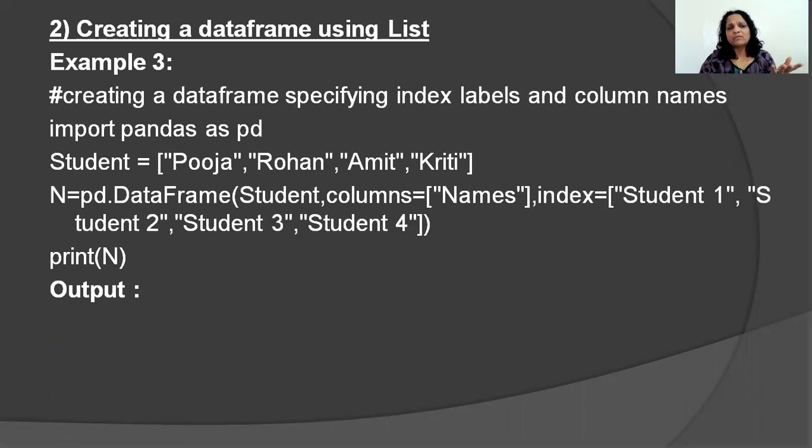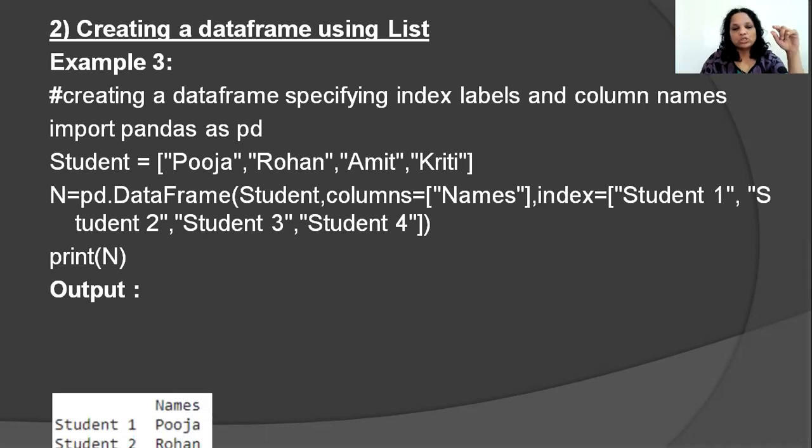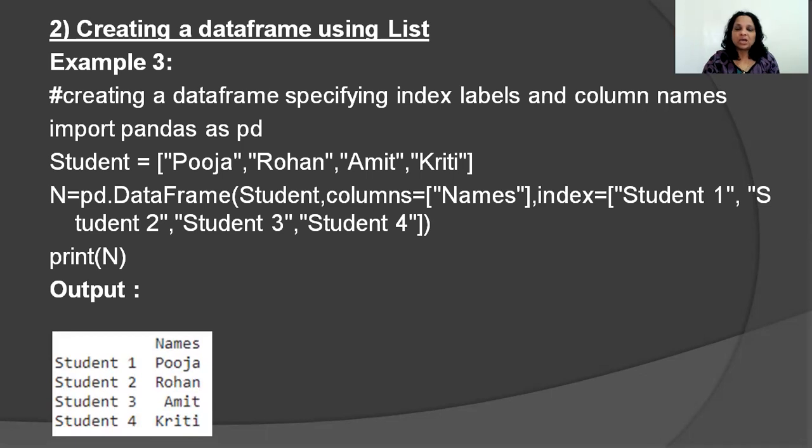So again, you have student, which is a list. You're using a function named DataFrame. What are you passing to the DataFrame? Student, which means you're still creating a data frame using a list. Columns, I want names as the heading. And index, because I have 4 students, my indexes, instead of being 0, 1, 2, and 3, are student 1, student 2, student 3, and student 4. So the output looks something like this. But remember one thing, even though you give names to columns or to indexes, the default numbering still continues to remain.